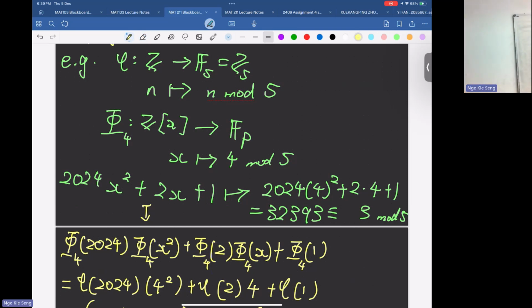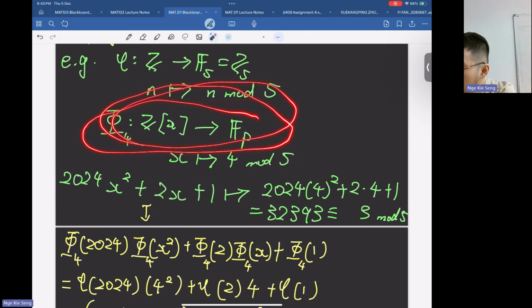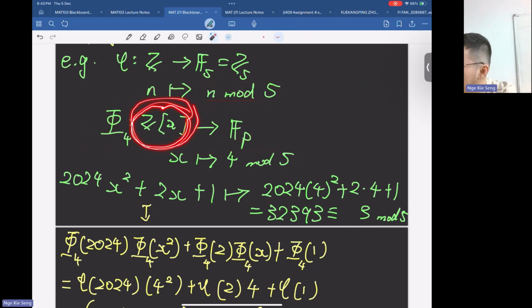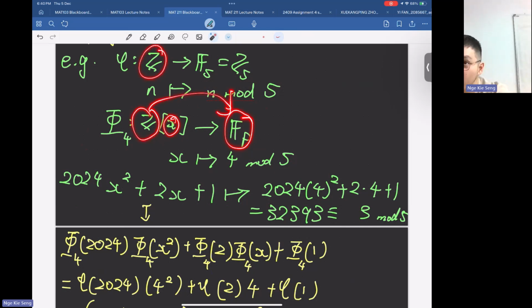Why is it using a small phi here? Because remember that when we talk about evaluation of polynomials, you have to agree with the map from the coefficient ring to the codomain ring on the constant polynomial. Look at this evaluation map here. You see, there's no F_p here. But if you substitute x with something from F_p, then x will make sense in F_p. But how do you make sense of Z in F_p? So somehow you need a map to tell you how to read Z in terms of F_p. In this case, F_5.